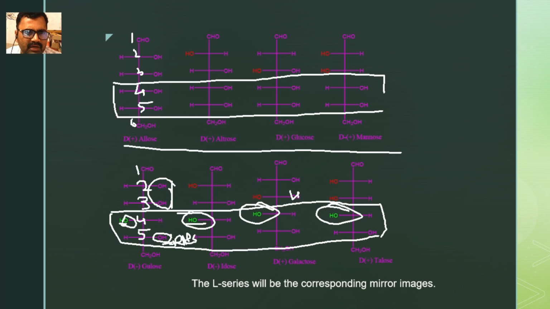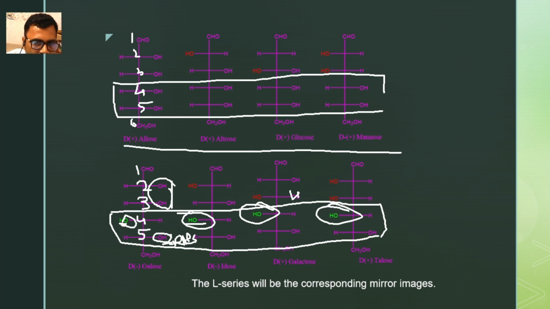Okay, so in this way we can draw the eight structures of D series compounds. If you want to write the structure of L series compounds, then we can take the mirror images. If we take the mirror image of D-allose, it is called L-allose. If we take the mirror image of D-altrose, we get L-altrose. If we take the mirror image of D-glucose, we find that it is L-glucose. If we take the mirror image of D-mannose, we get the structure of L-mannose. So in this way, the remaining 8 aldohexose structures we can draw.